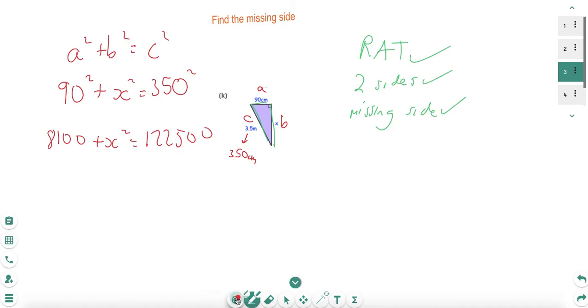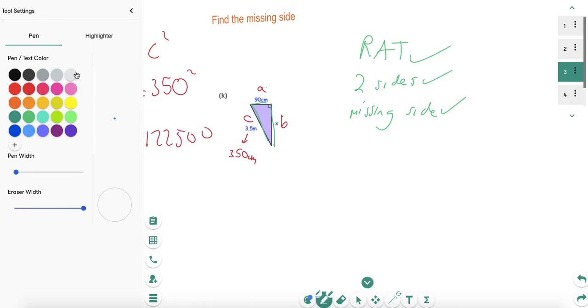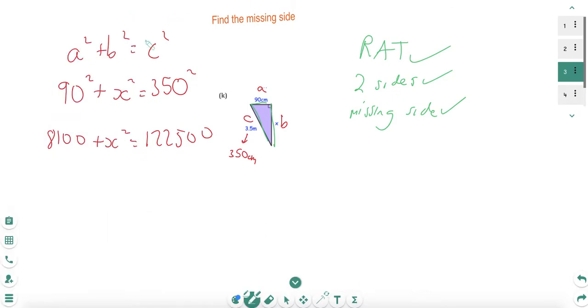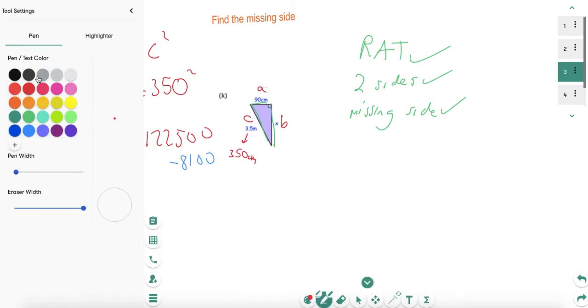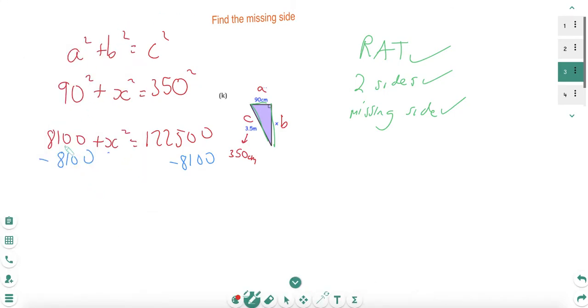Well, let's solve by rearranging. So x is being squared, then being added by 8,100. So we always work backwards. So we're going to subtract 8,100 from both sides. So this cancels out, leaving us with just x squared is equal to 122,500 minus 8,100.